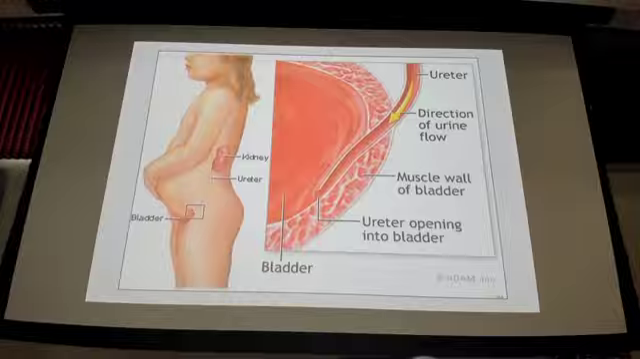Yes? So maybe a little off topic, for that horseshoe kidney you talked about, will they still have separate ureters or just a single? It depends on where the fusion is, but usually they'll have separate ureters, yes.